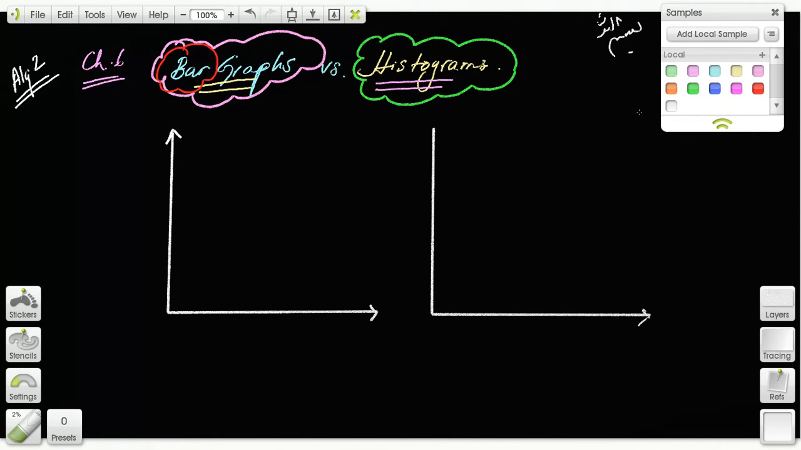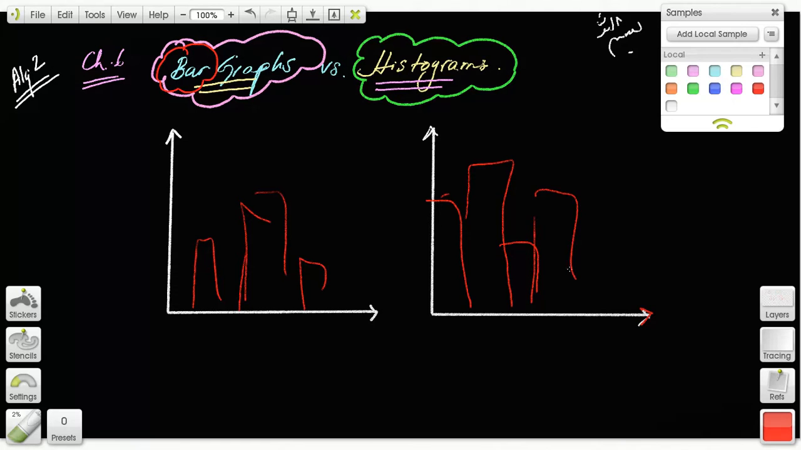They look very similar, and you've probably seen both of them before, although you may or may not have been familiar with the nuances or differences between the two. Both of them will have bars like this, right? But there will be differences, okay?